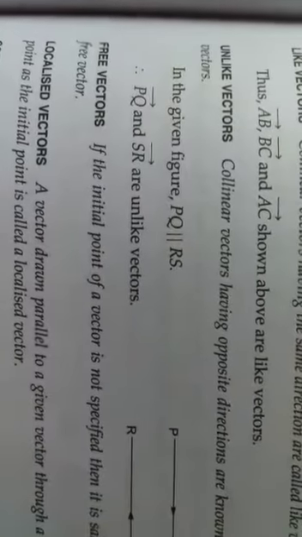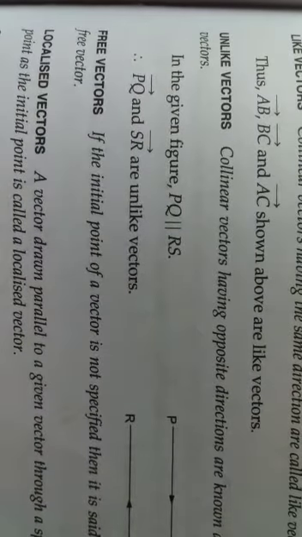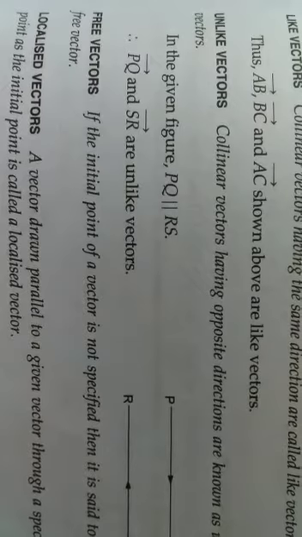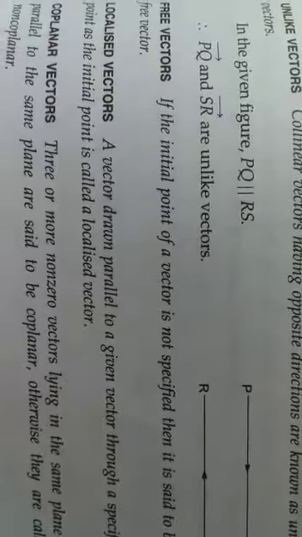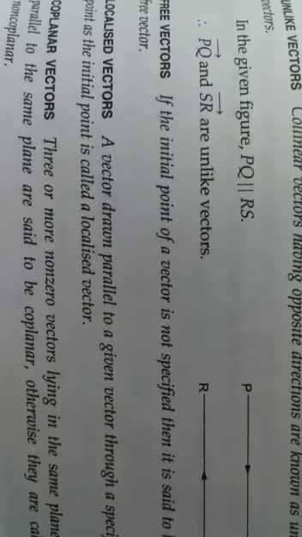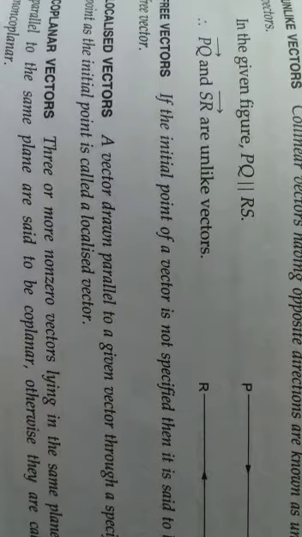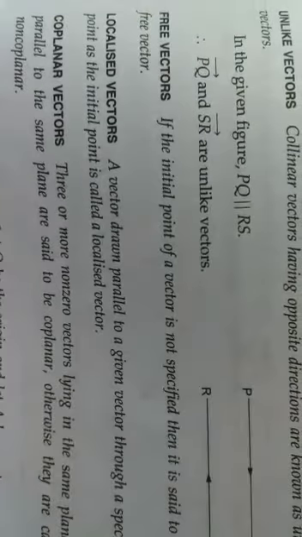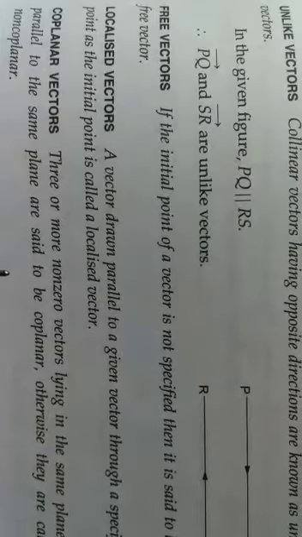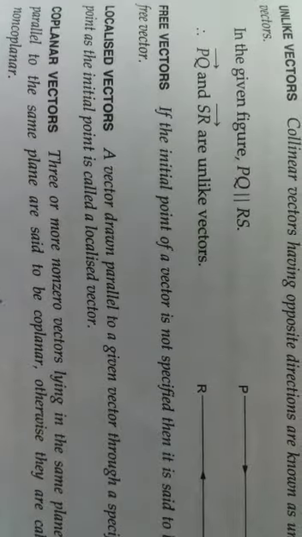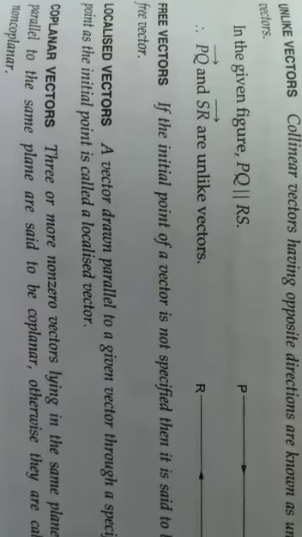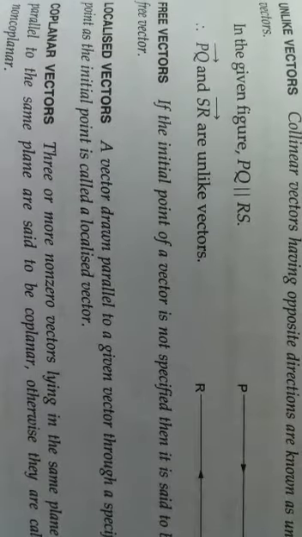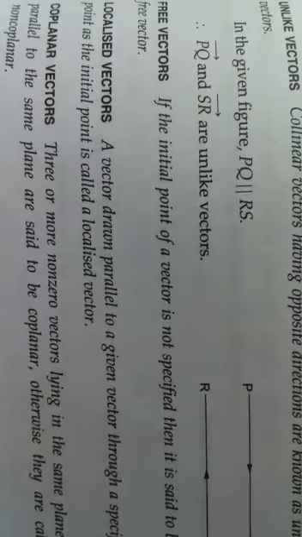Next is free vectors. If the initial point of a vector is not specified, then it is said to be a free vector. Okay. Then localized vector: a vector drawn parallel to a given vector through a specified point as the initial point is called a localized vector. And we know about coplanar vectors: three or more non-zero vectors lying in the same plane or parallel to the same plane are said to be coplanar, otherwise they are called non-coplanar vectors.